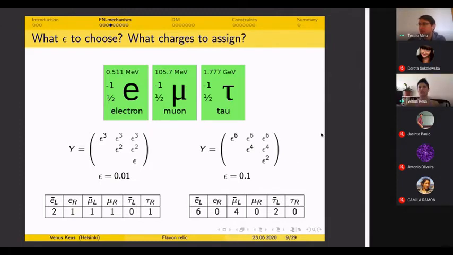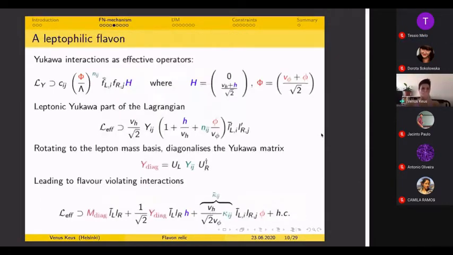Can I go forward? Yes. Okay, so back to the fun equations. Let me remind you again that your Yukawa bit of the Lagrangian now appears as a higher order operator. And when the electroweak symmetry is broken, and your Higgs doublet and your phi singlet have acquired their VEVs, you can expand the Yukawa Lagrangian.